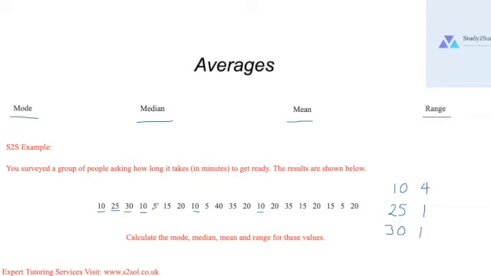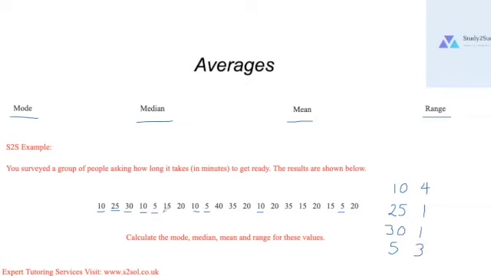Next, we have 5. That means someone said it takes them 5 minutes to get ready. 1 person said 5. Another person has also said 5, so that's 2. And then if we look, we can see that we've got another 5 here as well. So that means 3 people have said, out of everyone who we surveyed, it takes them 5 minutes to get ready. So 5 minutes has a frequency of 3.